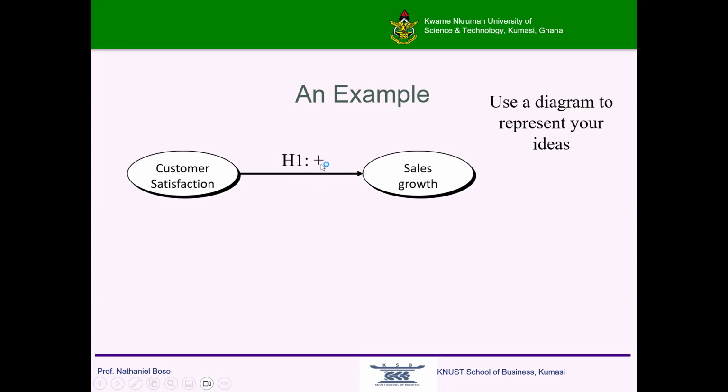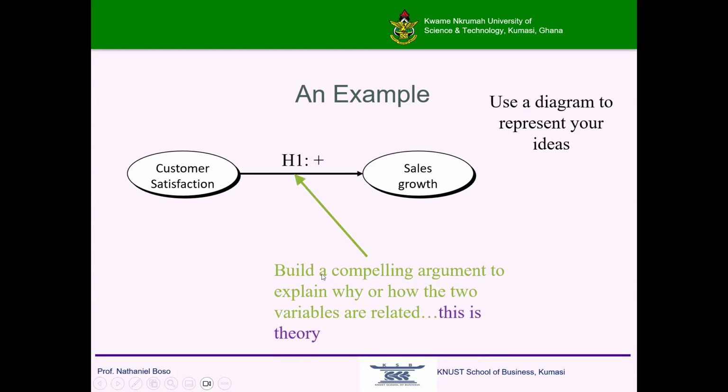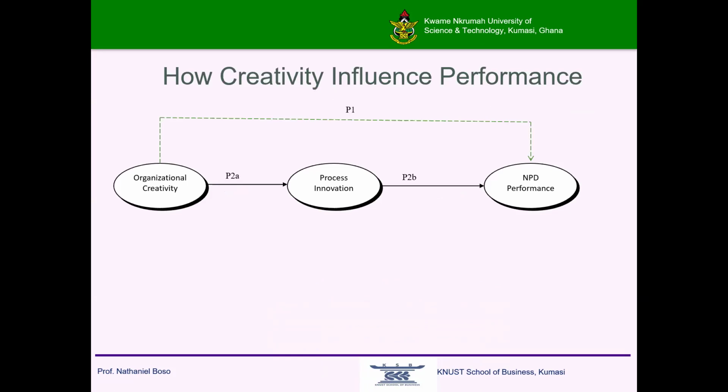And in this case, we are proposing that it will be positive. So building a compelling argument for the relationship that exists between the two is what we call theory building. Okay, and that is what we all demonstrated. Okay, that's good. So this is a more complex one, similar to the example we have been using from the previous session.